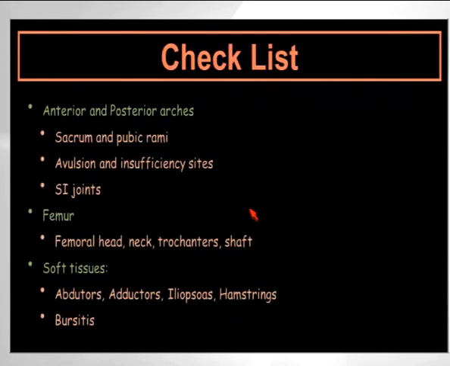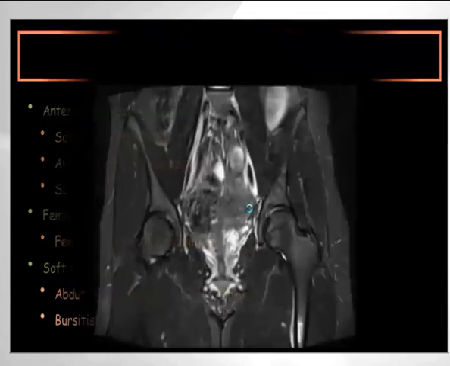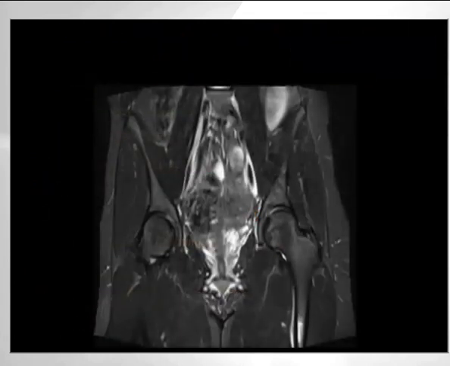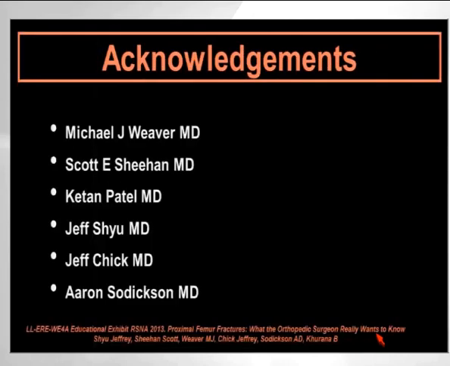So here's my checklist. Look for anterior and posterior arches, regardless of whether you're reading X-ray, CT, or MRI, because you just saw all the examples. Fractures can be very subtle. Look for the femur, and then look at the soft tissues. Think of muscle groups. And again, don't forget to look at all the corners. This was a shaft fracture which was missed on MR. So look at all the corners.